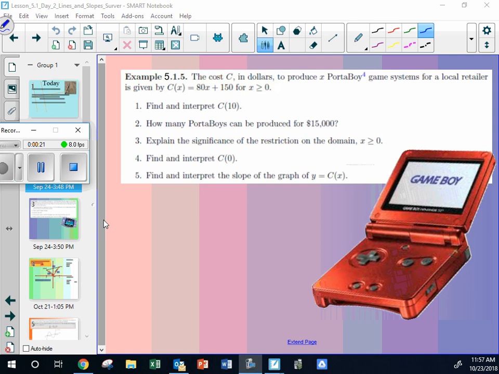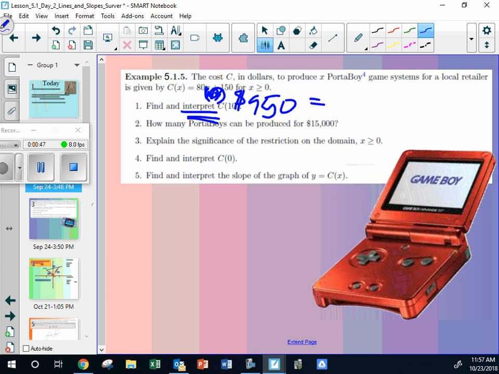But when you got C of 10, you stuck the 10 in here, and then you ended up with, oh, there it is, 950. And then this is interpret. Interpret means, what did that mean? Well, C stood for cost. So it cost 950 bucks to make how many, or not iPads, what are they? Portaboy game systems. 950 bucks to make 10 of them.